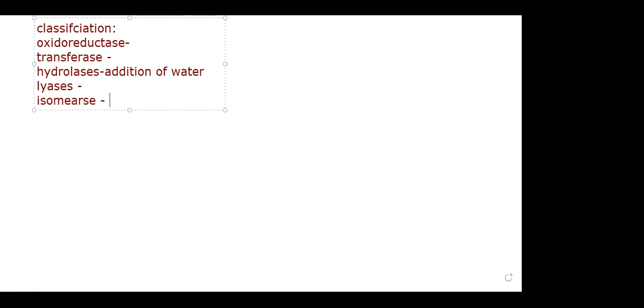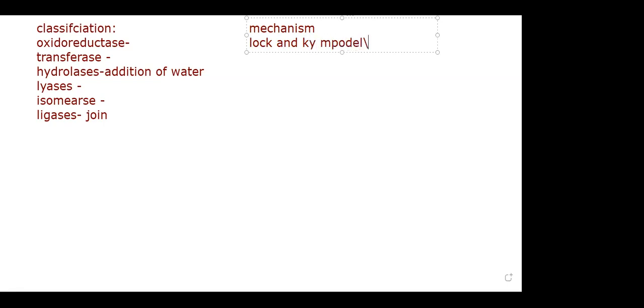Next, ligases. They join two molecules. So these are the classification. Next is mechanism. The mechanism of enzyme action includes the lock and key model. As we all know from high school level, a specific key can open a specific lock. Same way, a specific enzyme can bind to the specific substrate and bring about conversion of substrate into products.